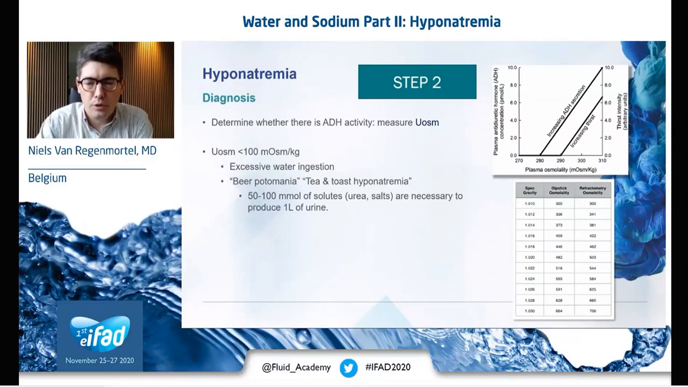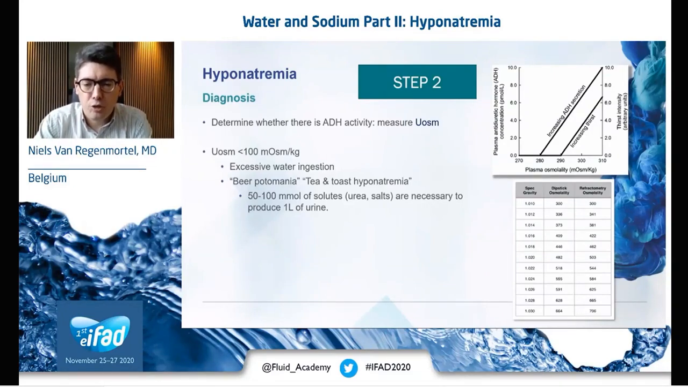So the hypophysis does what it has to do. It will cut down on ADH activity. Urinary osmolality is low, but we overflow our system by excessive water ingestion. There is a small side syndrome, it's really common actually, but it is exactly the same as beer potomania and tea and toast hyponatremia. These are two variations on the same topic.